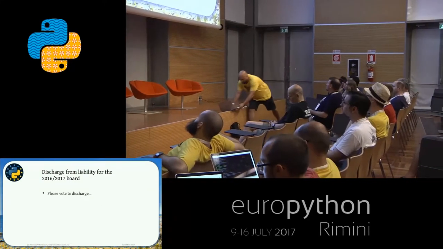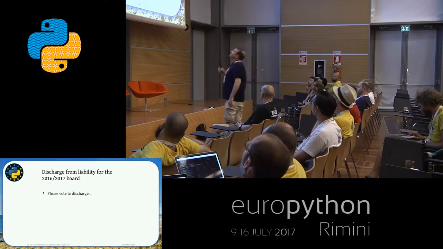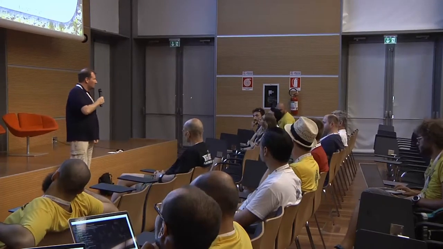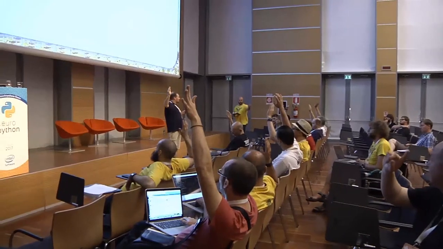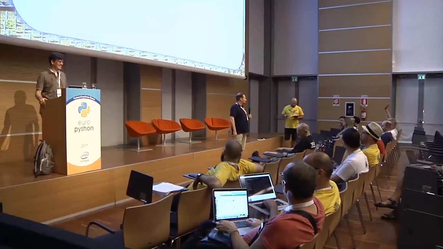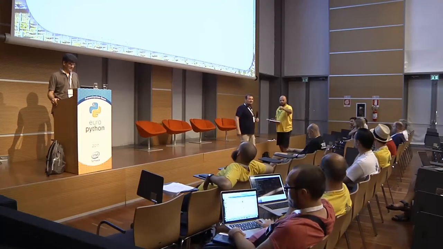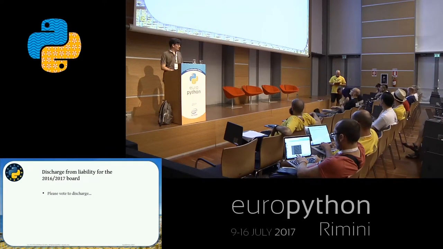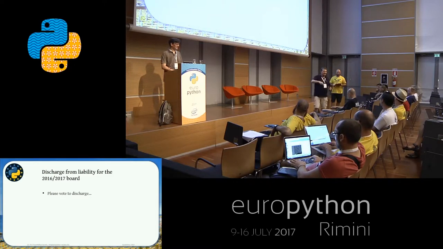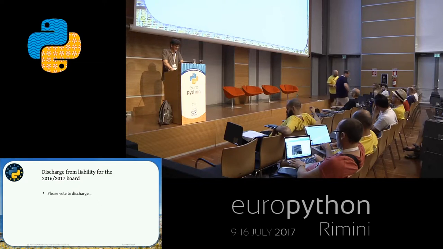So the next point on the agenda is discharge from liability for the 2016-2017 board. So we need to vote now. Do we discharge the board from liability for last year's work? Everybody who is in favor, please raise your hand. I think the board should abstain, right? So abstain. Just to check, everybody. 16 in favor, 0 abstains, 0 against. Okay, thank you very much.